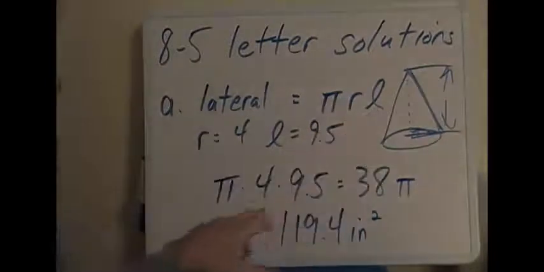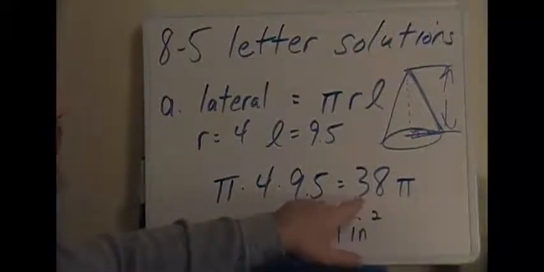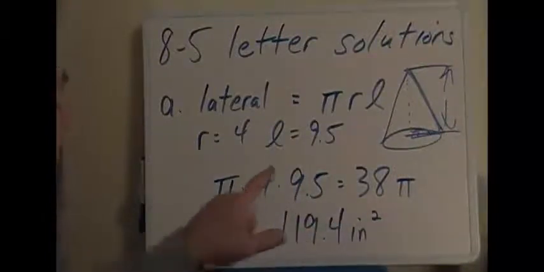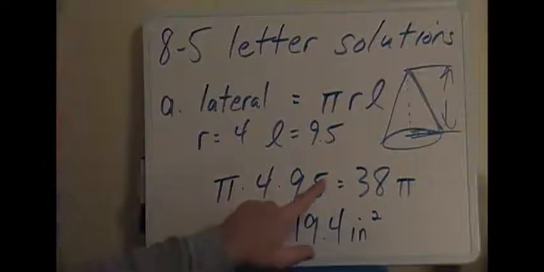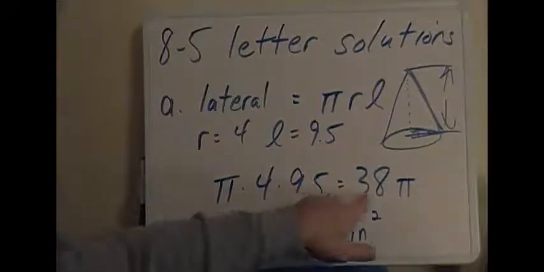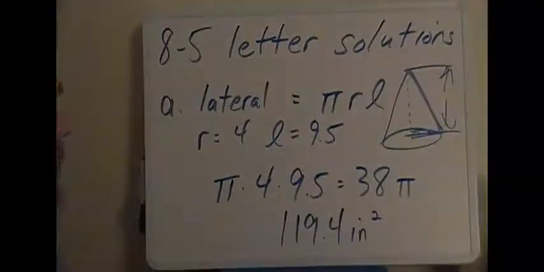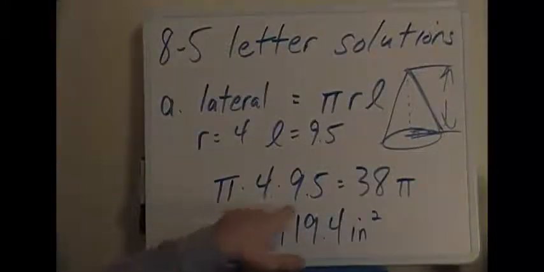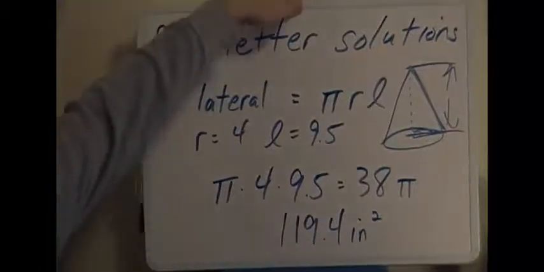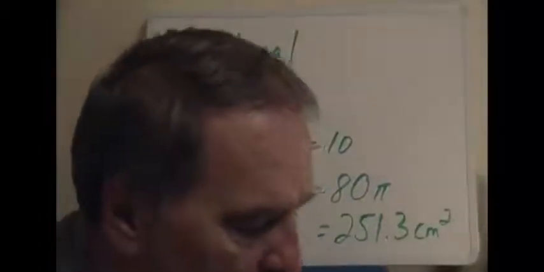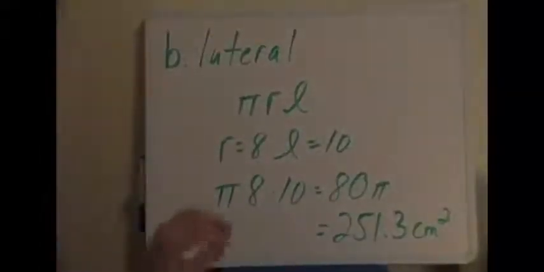We're just using the pi RL, pi times the radius times the slant height of 4 and 9.5. Notice we can convert this to 38 pi. Some of you can do this in your head. 4 times 9 is 36, and half of 4 is another 2, so 38 pi. Put it in the calculator, 119.4 square inches. Or you could just put it into the calculator like this. Either way works, but I'd like to have you work on doing some math in your head.